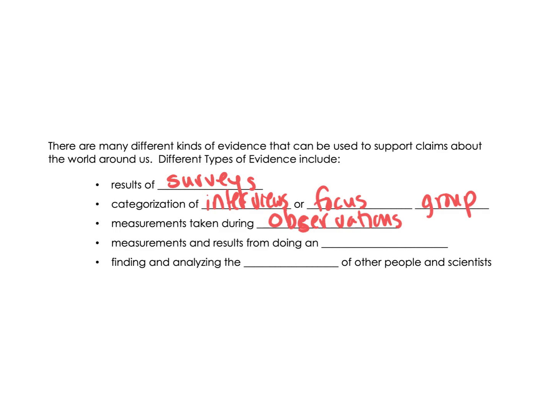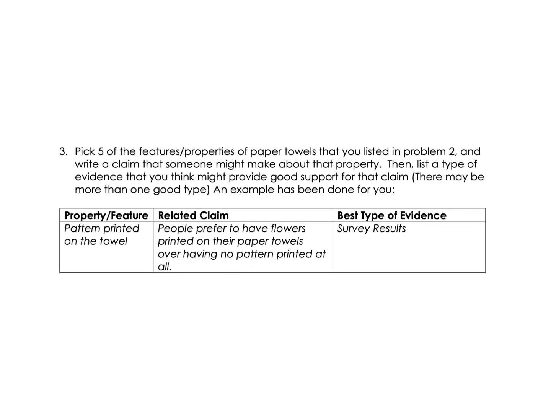You can also do measurements and results from doing an experiment. Or maybe looking at what other people have done with their experiments through research. So finding and analyzing the research of other people in sciences. In this activity, we're going to focus on experiments, but I do want us to think a little bit about different types of evidence to begin with.